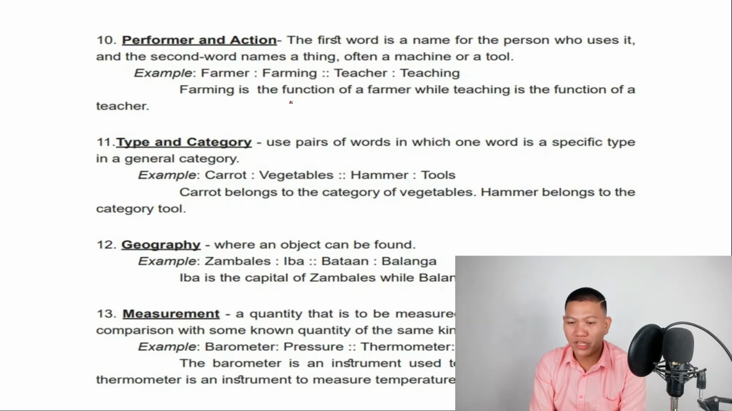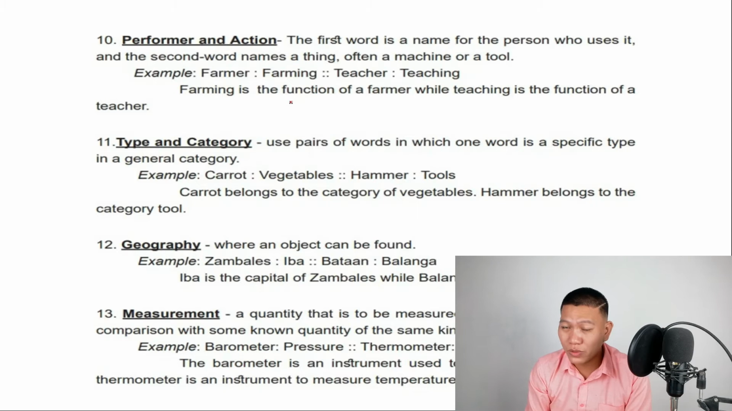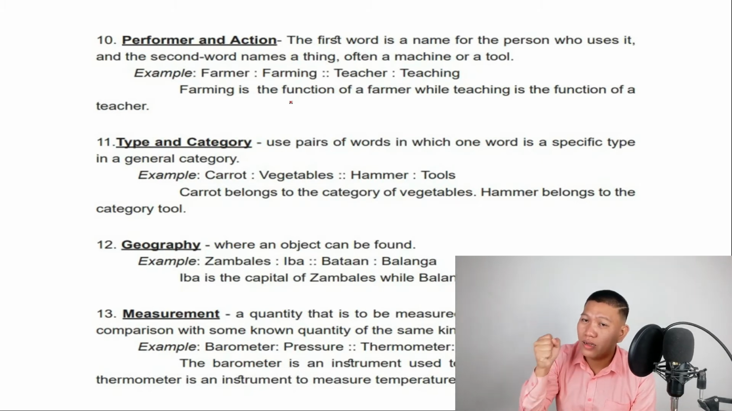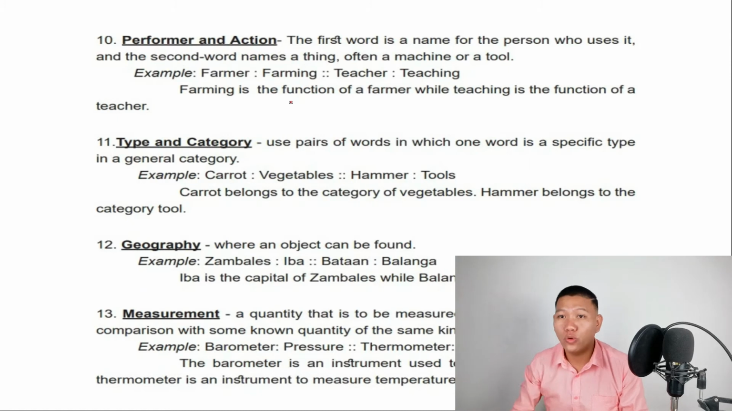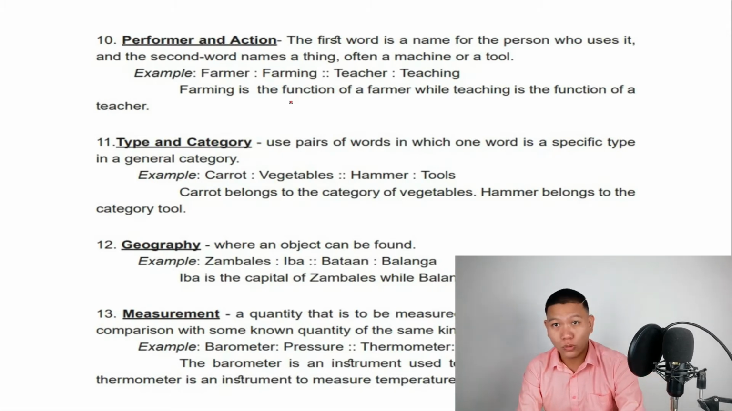Use pairs of words in which one word is a specific type in a general category. So two words, they are a pair. One word is a specific type, the other one is general type. So let's start first from a specific. Carrot is to, and then general. Vegetables, what is a carrot? It's a gulay, it's a vegetable. So carrot is to vegetables. And then hammer, what's a hammer? Correct, it's a tool, is to tools. So since we use plural form vegetables, the other one should also follow the same, so it must also be in its plural form, tools.